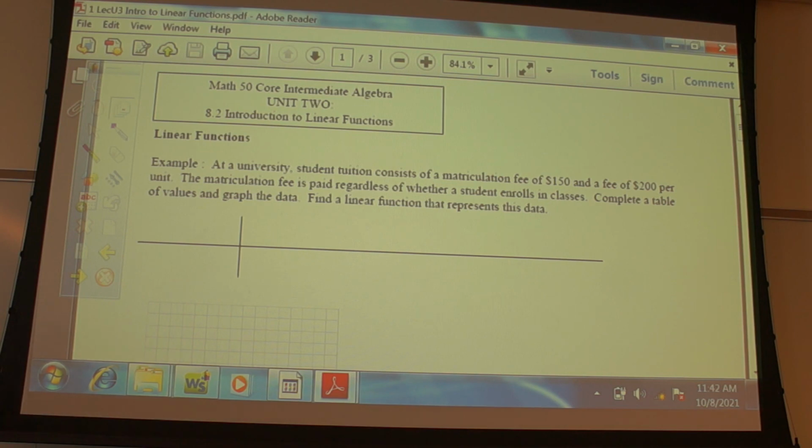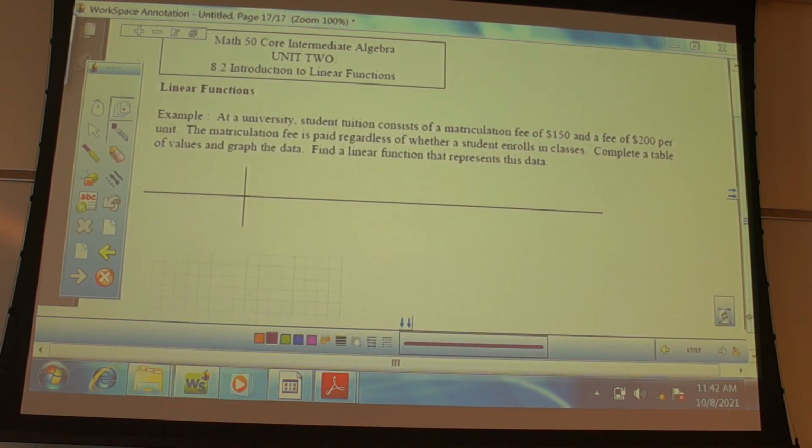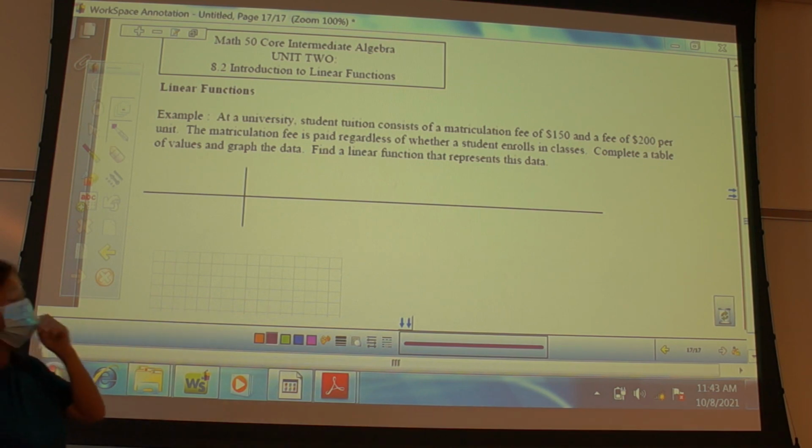Okay, good. So what's going on? What are the two things that vary in this problem? That have different possibilities, different numbers? The matriculation fee? Well, no, the fee is always 150. That doesn't change. That never changes. Well, the two things that change.